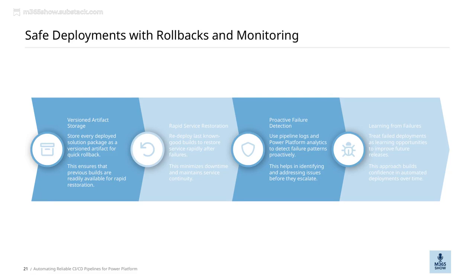And to support all of this, storing every deployed solution as a versioned artifact is crucial. This setup makes it easy to roll back to a previous version if needed, ensuring we can quickly restore the system to a stable state without hassle. All these strategies, learning from failures, proactive detection, rapid restoration, and versioned storage, work together to create a robust, reliable deployment process that aligns with our goal of automating Power Platform solutions efficiently and safely.